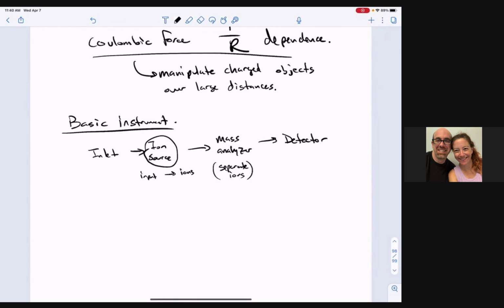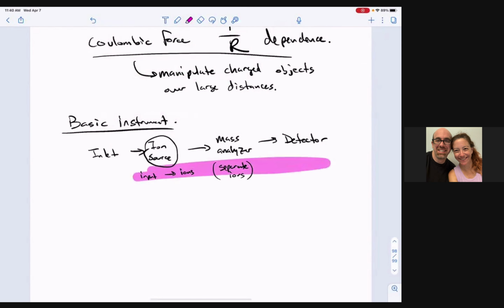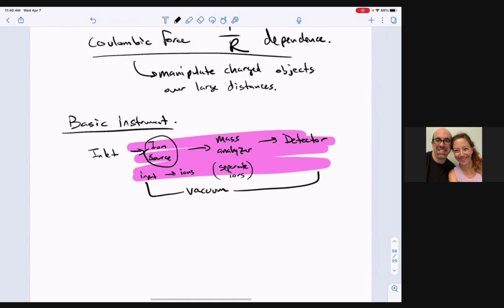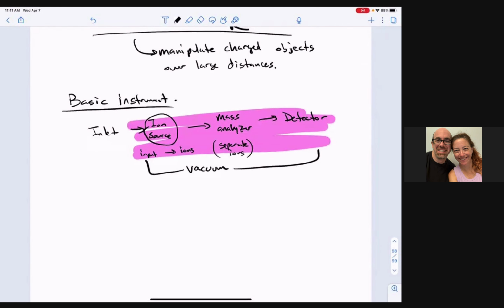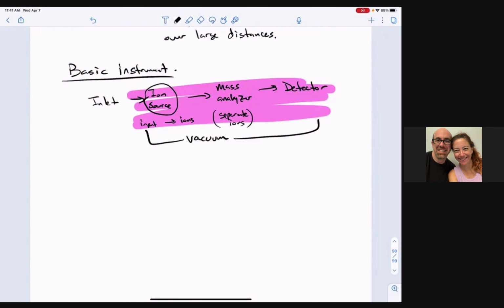Now, this part, the part that I'm going to highlight in pink here, is all done in a vacuum. That's why your mass spectrometer has an interface, an inlet, right? The instrument is done under a vacuum. Why a vacuum? Certainly not because we like complexity and mechanical failure, for sure.